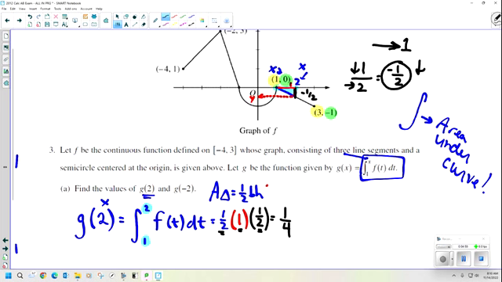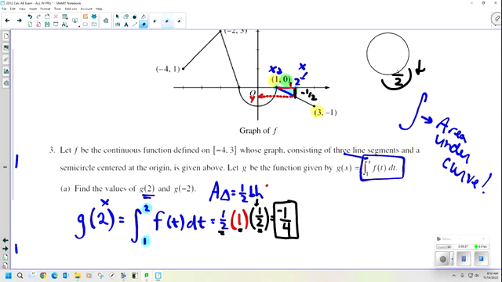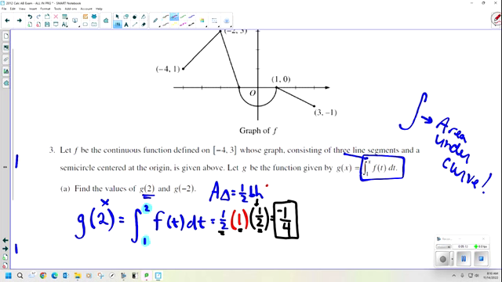But that's not the answer. It's negative 1/4. How come? Well, you could say, well, I should have made this negative. Yes, but anytime we do integration in area under the curve, anything below the x-axis is considered negative, and anything above is considered positive. So this area should be negative because it's below the x-axis. And I think that's important to understand when it comes to integration. All right, so that's g of 2, negative 1/4. Let's find g of negative 2.